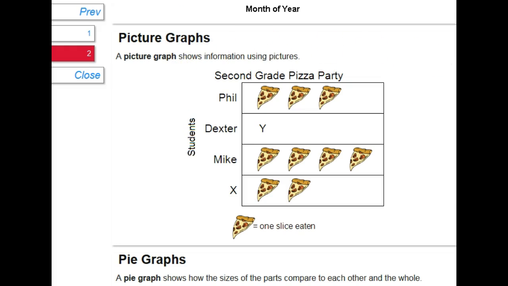A picture graph shows information using pictures. This one is for the 2nd grade pizza party. One slice shows it's one slice of eaten pizza. And there are the names of the students along the side and how many pieces they ate.